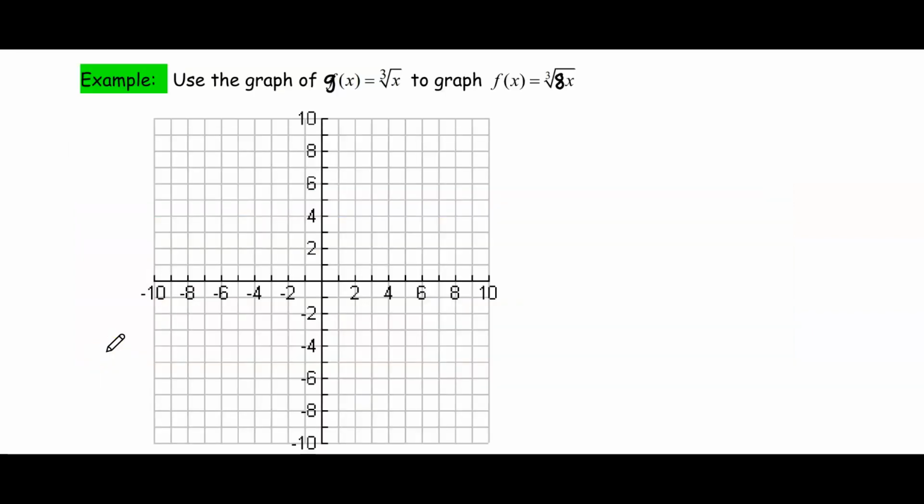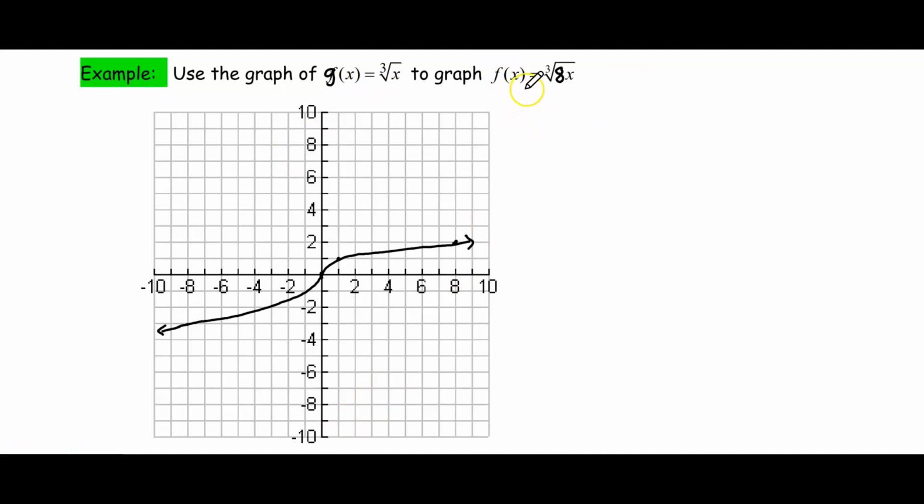To illustrate this, let us consider using the graph of g of x equal to cube root of x to graph f of x equal to the cube root of 8x. Now recall, the graph of cube root of x looks like this. To graph f of x, it will be useful to construct a table.